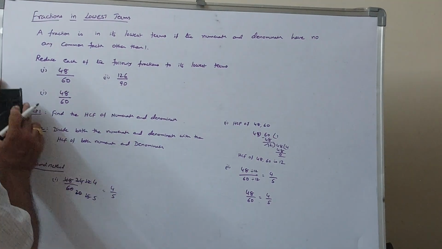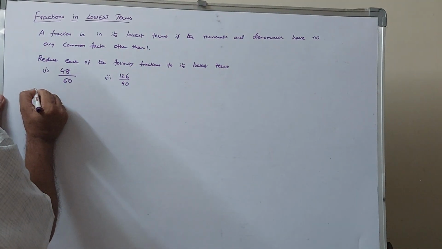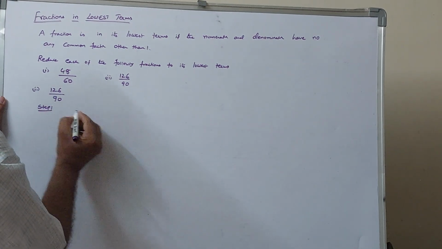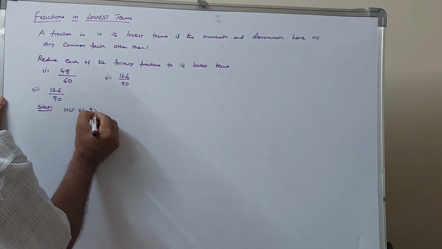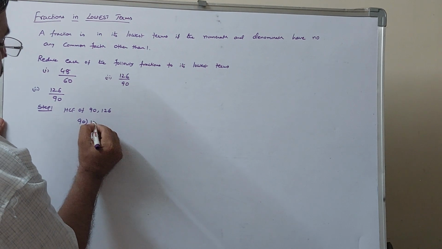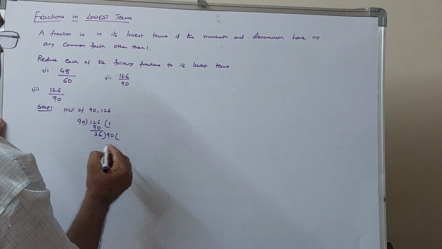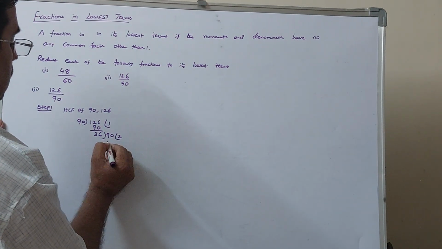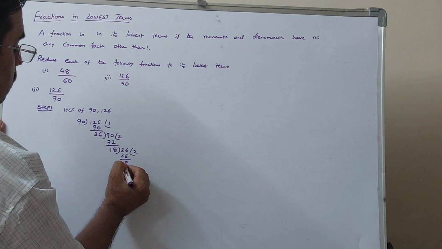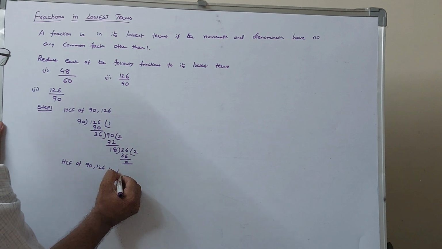Second question is 126 by 90. Step 1, HCF of 90 and 126. 90 ones are 90, 126 minus 90 is 36. 36 twos are 72, 90 minus 72 is 18. 18 twos are 36, remainder 0. So HCF of 90 and 126 is 18.